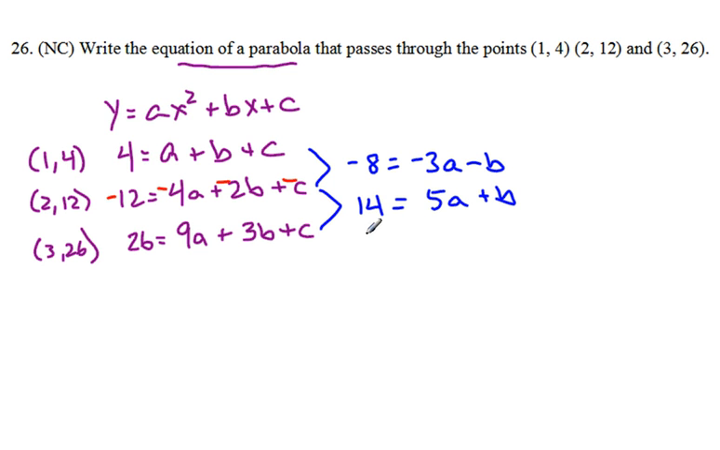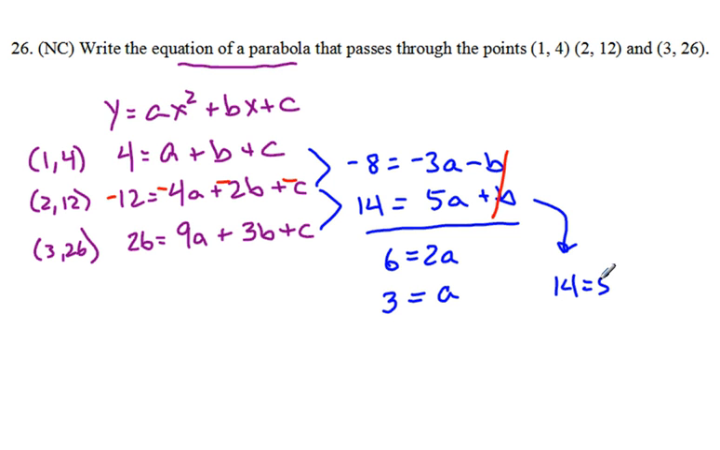And this is real fortunate because, hey, look at those. Those will cancel out now. So I'll cancel those out, and I get 6 equals 2a, and a equals 3. Okay, so now that I know a, I can plug it into one of these. I'm feeling positive, so I'm going to use this equation. 14 equals 5 times 3 plus b. So 14 equals 15 plus b, and b equals -1.